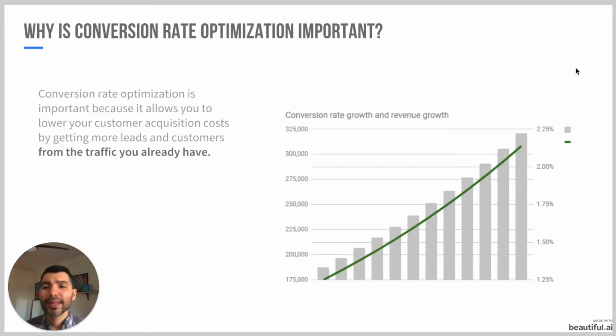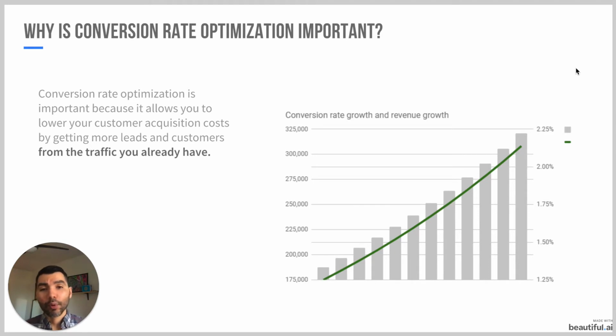Now you might also be thinking, why is all this important? Conversion rate optimization is important because it allows you to lower your customer acquisition cost by getting more leads and customers from the traffic you already have. So we're not talking about going out and spending more money on Facebook ads or Google ads. We're really talking about optimizing your website with the traffic you already have.